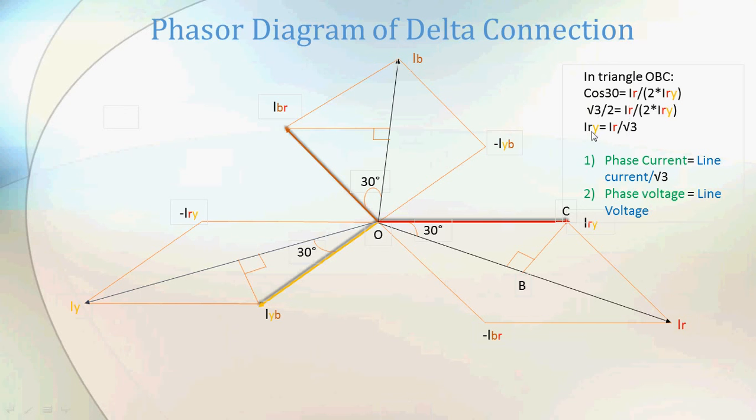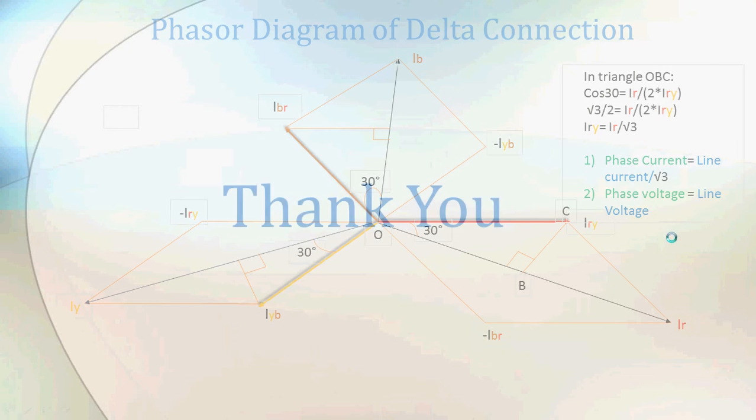Now I come to a conclusion that phase currents are exactly equal to line current divided by root 3. So in delta, currents get altered, whereas previously when we connected the system in star, voltages got altered. Here in delta, voltages remain the same. These are the two important connections in a three-phase system that one has to know and draw their respective phasor diagrams.